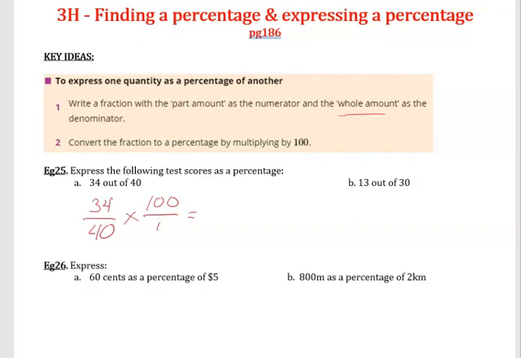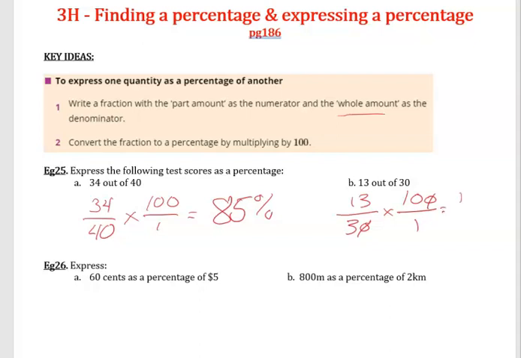So I'll multiply 34 by 100 and get 3,400, and 40 by 1, and that gives me the right answer of 85. So somewhere in there, I made a mistake with my canceling. I won't do that this time. If I express 13 out of 30, I'm going to multiply it by 100 again. All right, I'm going to be brave, and I'm going to divide both of these by 10, because that's as far as I can go.